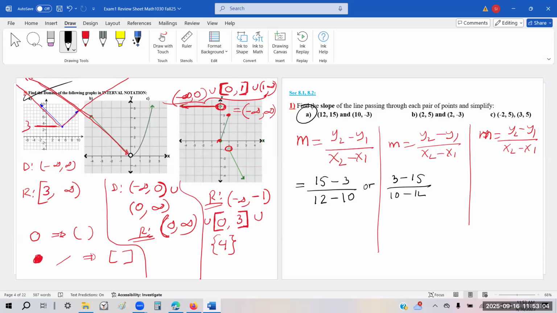Okay. 3 is negative. Oh yeah, 3 is negative, guys. Thank you. You have a good eye. No wonder you have glasses.